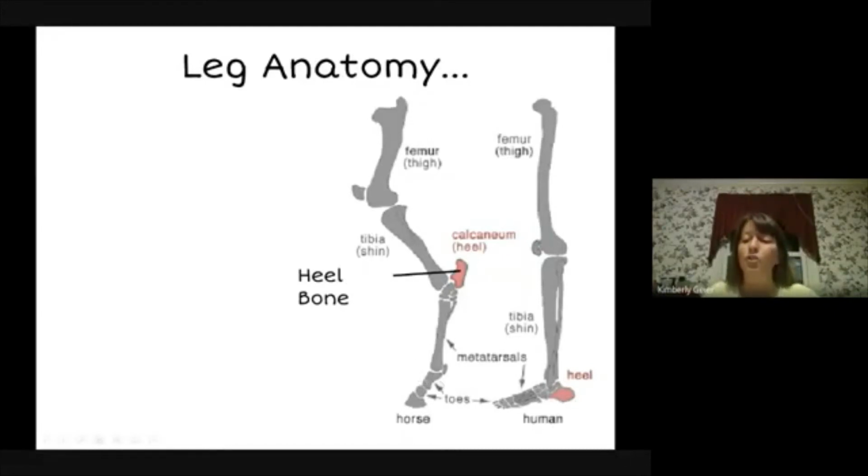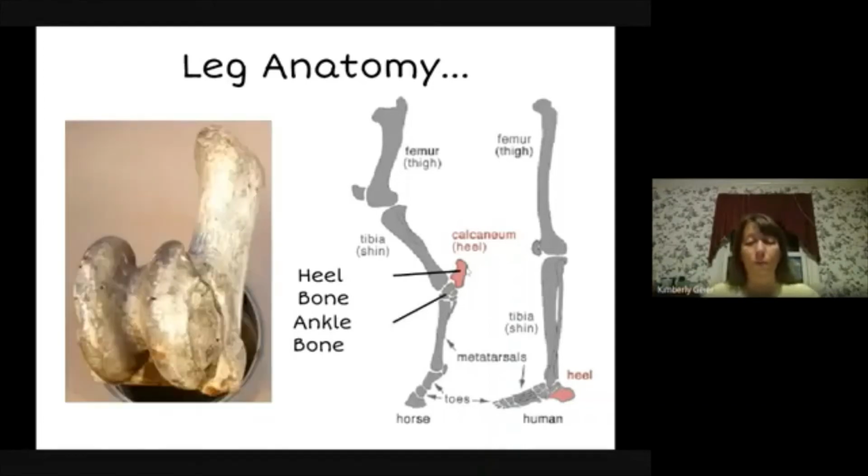But horses are toe walkers, so their heel is much farther up. What looks like a horse's knee is really their ankle, which is why it bends the opposite way of your knee, because it's not their knee, it's their ankle. Their knee is much higher up, closer to their body. So if we find ankle bones, we can start comparing ankle bones. So we can find ankle bones in lots of different organisms.